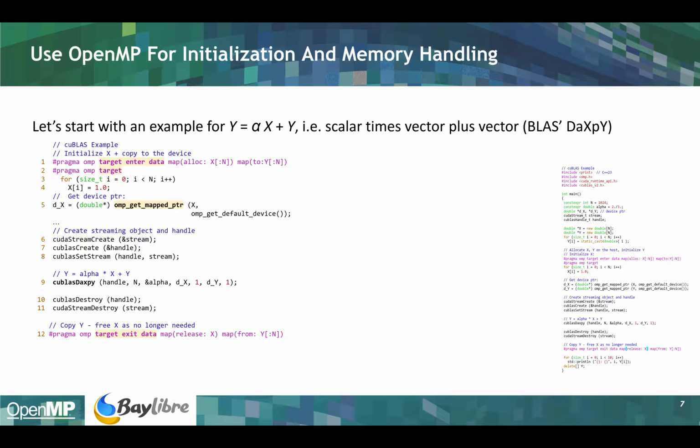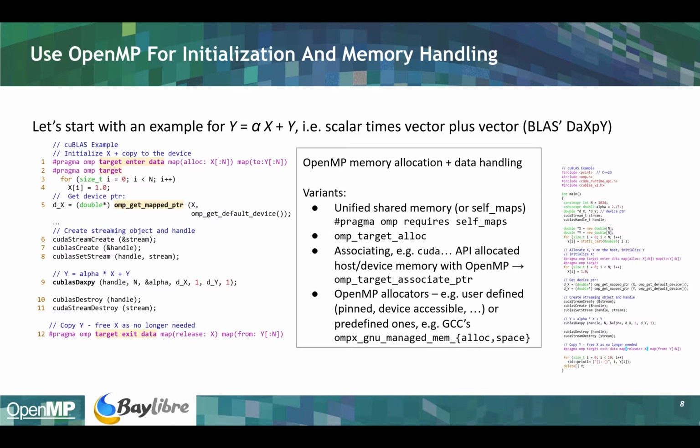Of course, there are many more ways one could get the pointer, for instance in the target region, and also for memory allocations, OpenMP provides various means. For instance, unified shared memory could be used. There is also omp_target_alloc, which allocates data directly on the device.